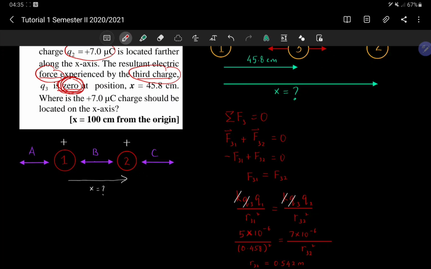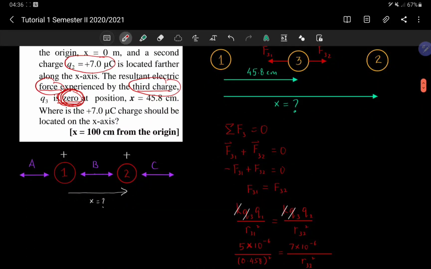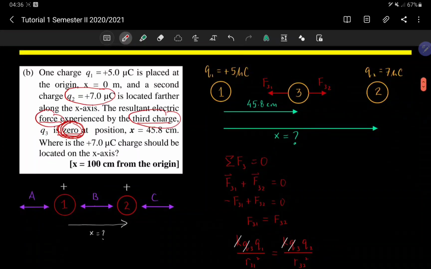We need to identify the best position for Q3 where the force exerted on it equals 0. Now, remember, is Q3 given as positive or negative? We need to check this first. Q1 is a positive charge. Q2 is also a positive charge. And the resultant electric force experienced by the third charge Q3 is 0.